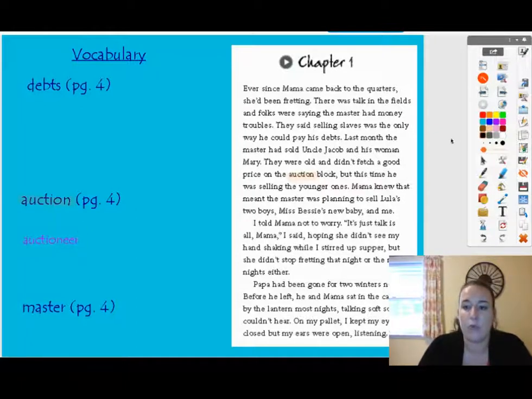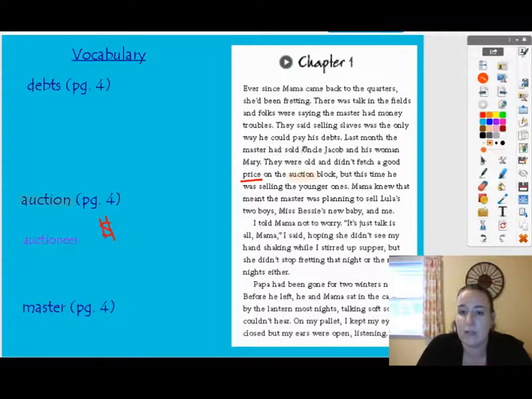We always have to think of words that we know that are similar to it, but we also can look around the word in the text and use our context clues to help us figure out. So we're obviously fetching a price. So again, it has something to do with money, but let's back up a little bit more.